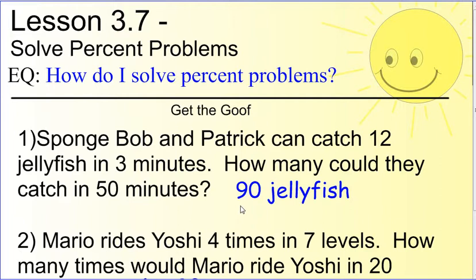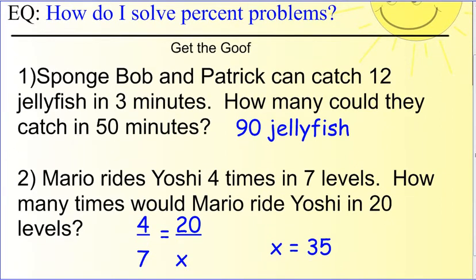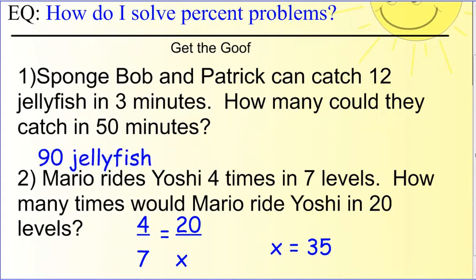First thing, we have a couple get-to-goofs dealing with our proportions from the last lesson or two. So let's solve them first. First off, this problem has no work, so I have no clue if the answer is right or wrong. SpongeBob and Patrick can catch 12 jellyfish in 3 minutes. So they can catch 12 jellies in 3 minutes. Jellies, minutes. How many could they catch in 50 minutes?